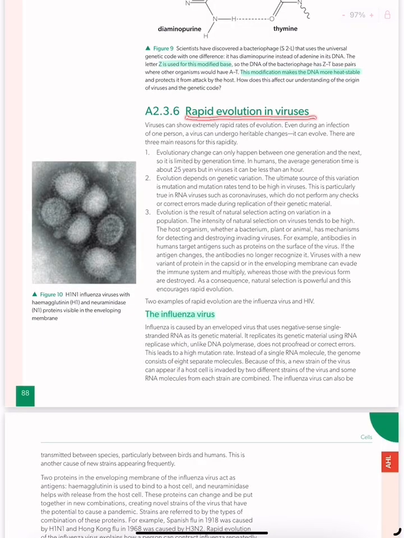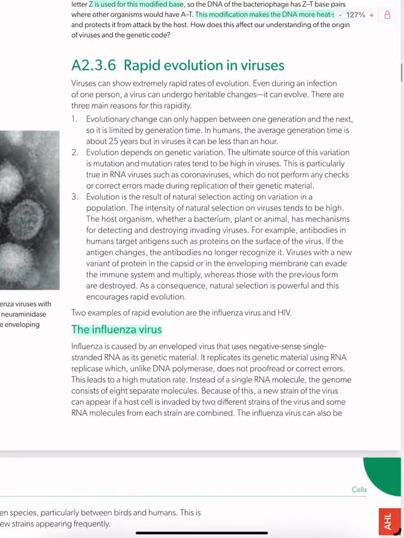Rapid evolution in viruses. So, viruses can show extremely rapid rates of evolution. Even during an infection of one person, a virus can undergo heritable changes. It can evolve. So the 3 main reasons for this rapidity is that evolutionary change can only happen between one generation and the next, so it's limited by generation time. In humans, the average generation time is about 25 years, but in viruses, it can be less than an hour.